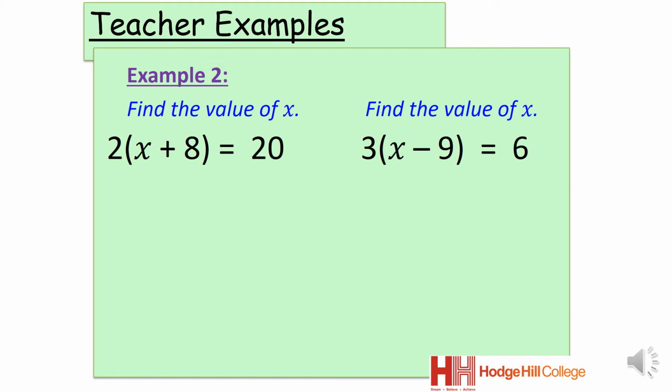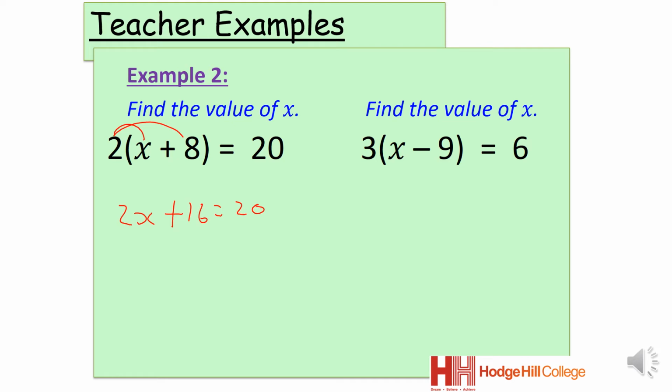So in this example we have some brackets. Now in maths, as most of you who are in my class will know, whenever we see brackets we must always expand out the brackets first. So let's expand the brackets first. To expand these brackets we have 2 on the outside and we will multiply by the x. That gives me 2x. And then I will multiply the 2 by the positive 8. That gives me positive 16. And then we will equal that to 20.